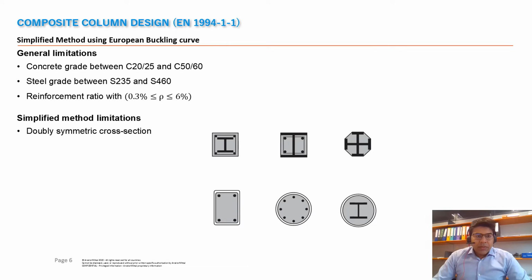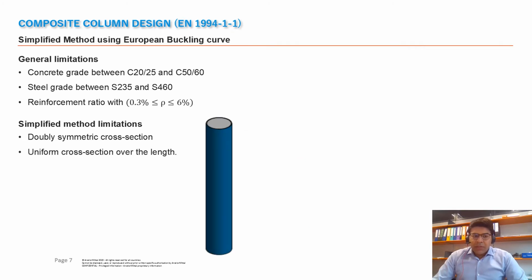So let's look in detail at the simplified method using the European buckling curve and some general limitations. In this case, the concrete strength is limited to C50, and the steel grade which can be used is S460, whereas the maximum reinforcement of 6% can be used. If we look at the simplified method limitations, only doubly symmetric cross sections can be designed. The column cross section should be uniform over the length.